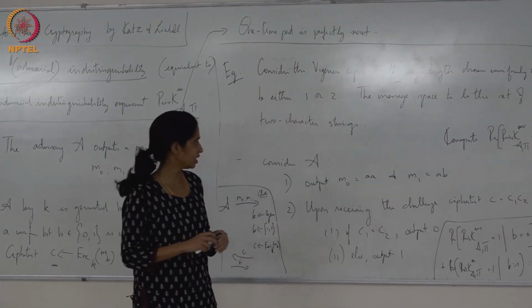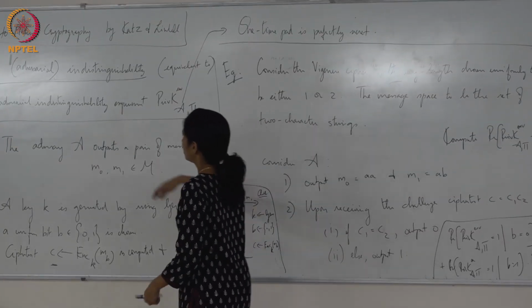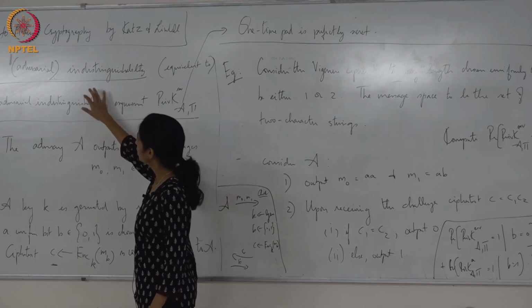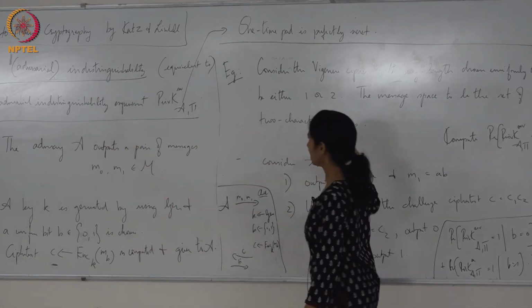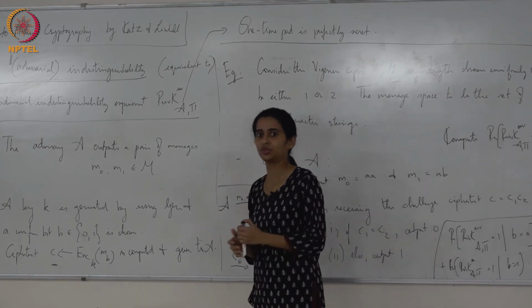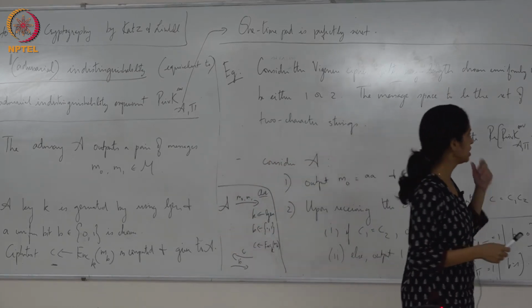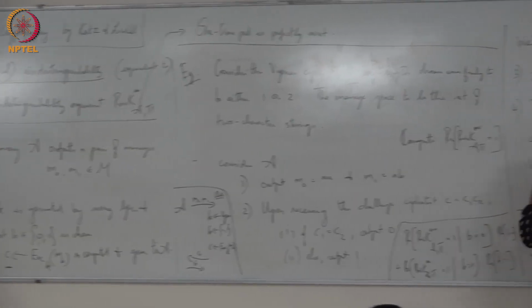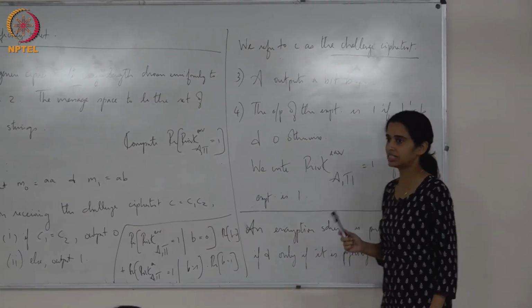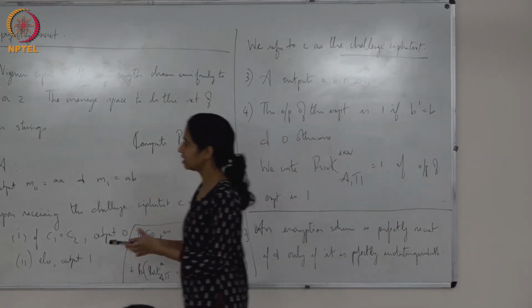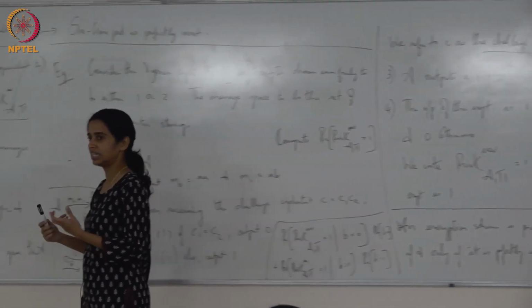Right? So if you recall, we saw the adversarial indistinguishability experiment, and I had defined what it means to be perfectly indistinguishable. It's perfectly indistinguishable if for every adversary A, the probability with which A succeeds in this experiment is exactly half. Okay, and then we wanted to work with an example.